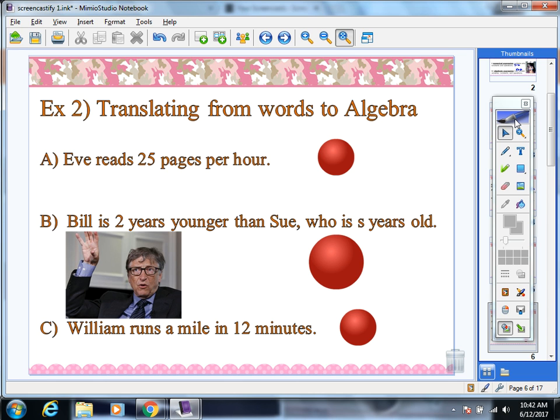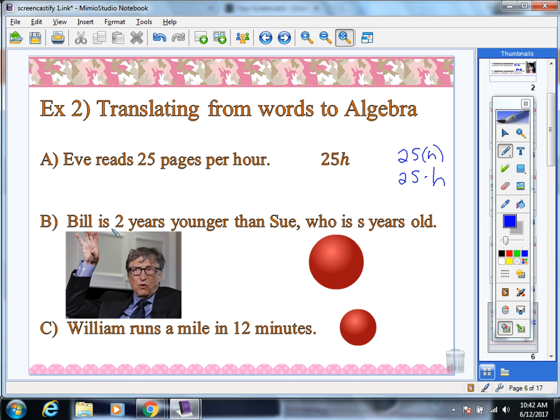If I had to translate these word problems into an algebraic expression, I need to first determine what operation is going on. If Eve reads 25 pages per hour, the per hour is a key word in my mind. That would be 25 times h. Once again, you could have written 25 times h, or 25 with the dot and the h, or just 25h. We don't usually write h25. We usually write the number in front of the variable.